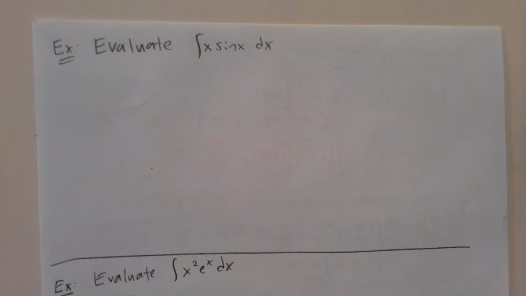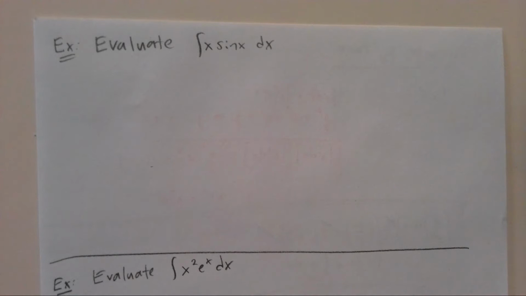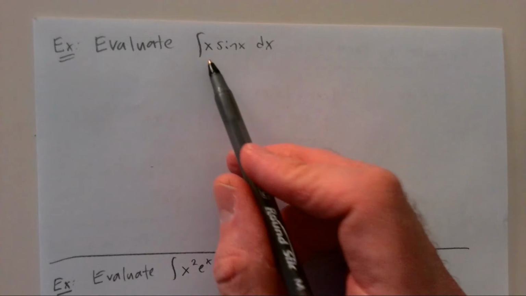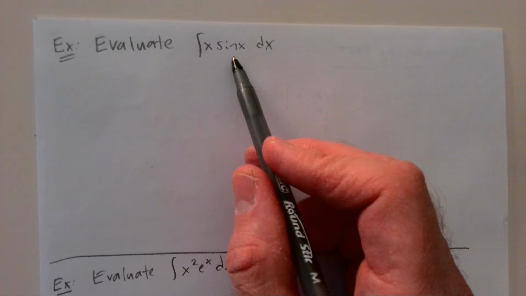Okay, so this is part 2 for integration by parts. I've got some examples I'll work through with you all here. I've got an integral x times sine of x dx.